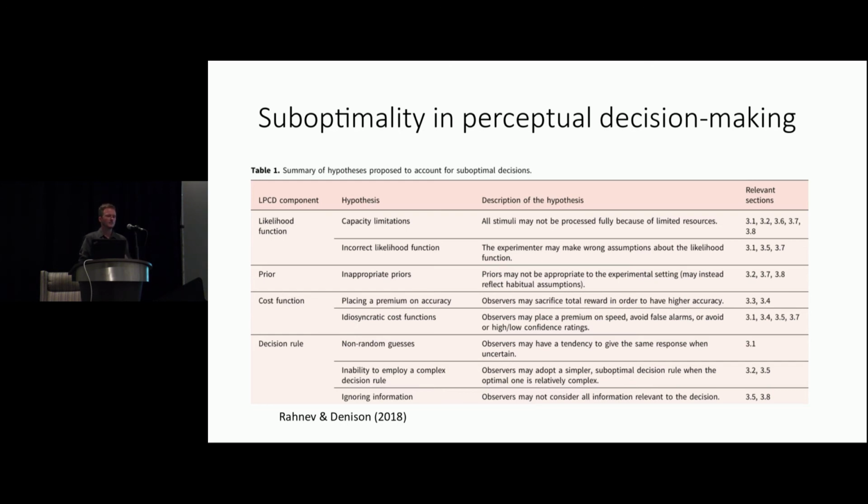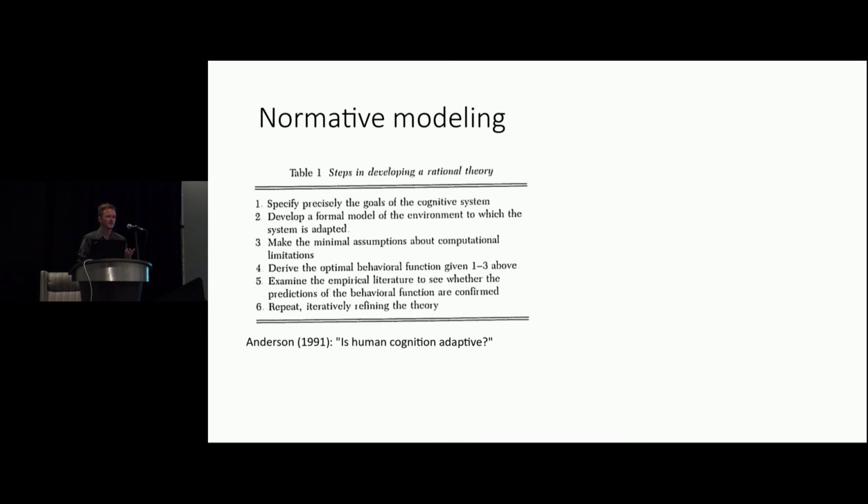And this is perfectly in line with how John Anderson described how we proceed in coming up with rational models. So this goes like this. We specify the goals of the cognitive system, then we develop a formal model of the environment to which the system is adapted, so like our priors. Then we make the minimal assumptions about the computational limitations. For example, we assume that they act according to optimal control, but maybe with some costs for the computations or whatever. And then we derive the optimal behavioral function given 1 and 3 above.